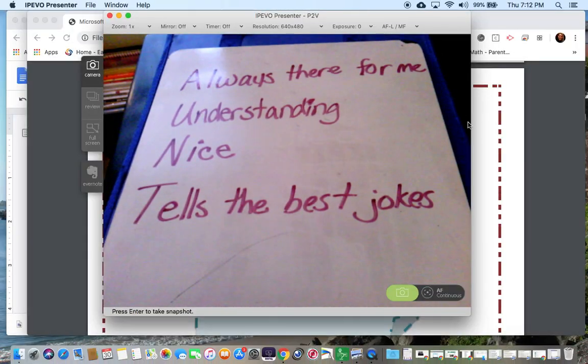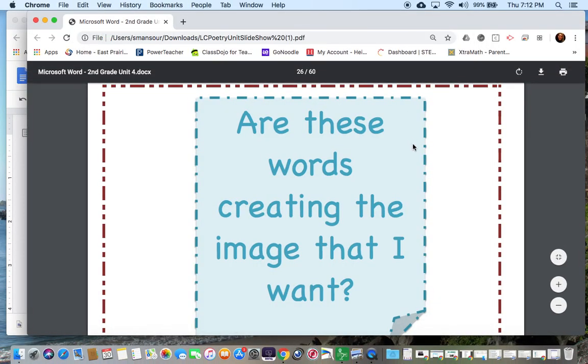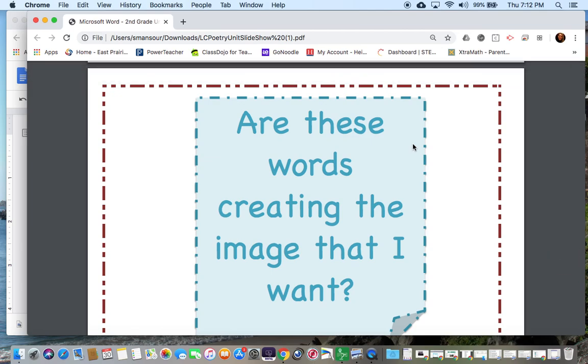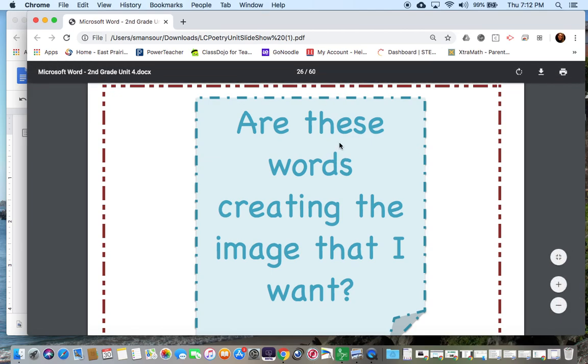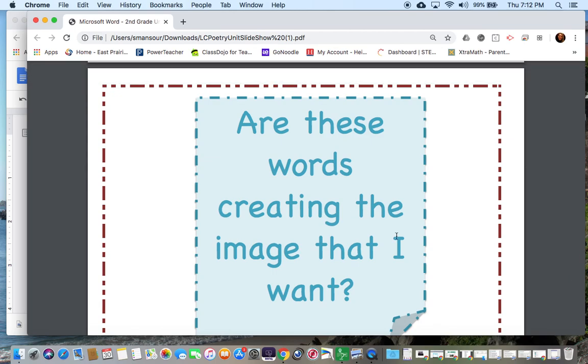So in writing today, you are going to be thinking about a person who is special to you, and I want you to write an acrostic using that person's name or however that person is related to you, and then ask yourself this question: are these words creating the image that you want that will help create a big feeling for that person? And then you can give this wonderful acrostic poem to this person.